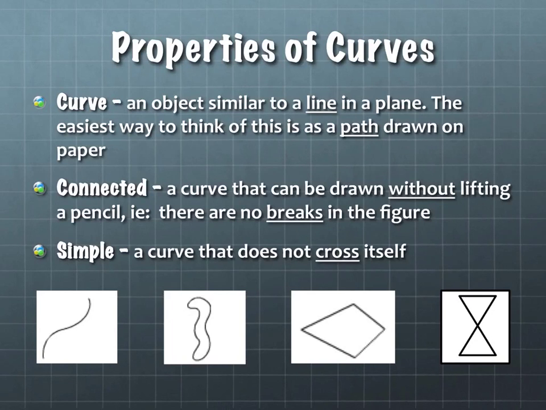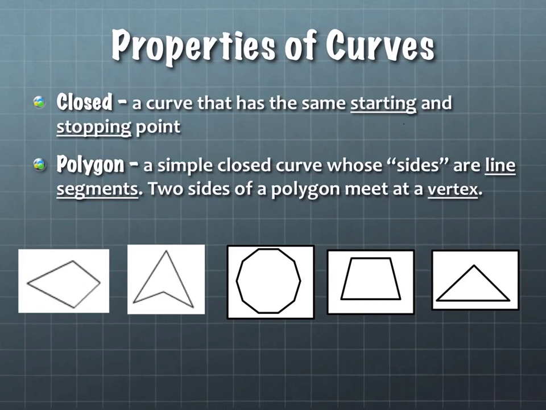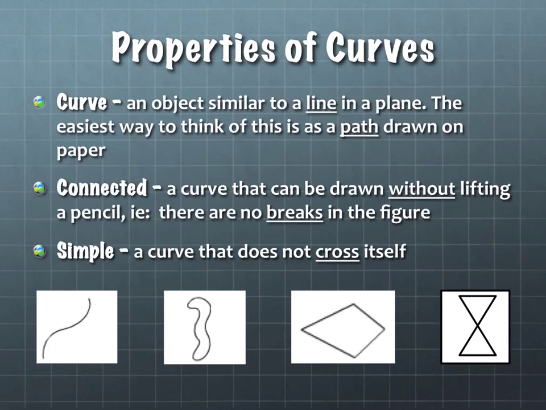And then a polygon, we'll do that one too since it's on this slide, is a simple closed curve whose sides are line segments and two sides of a polygon meet at a vertex. So fill those in and then I'll go back to my pictures from the first slide. All right, we have the blanks filled in for polygon. Okay, we'll come back to this slide in a minute, so there will be an opportunity again.